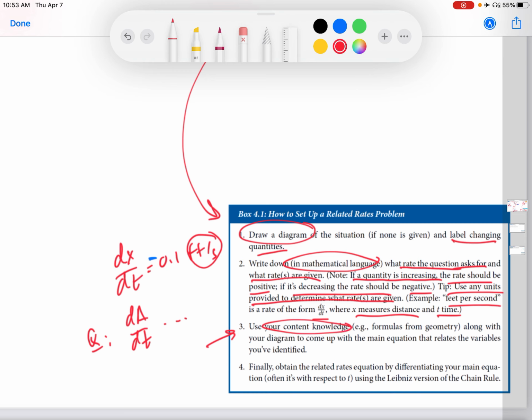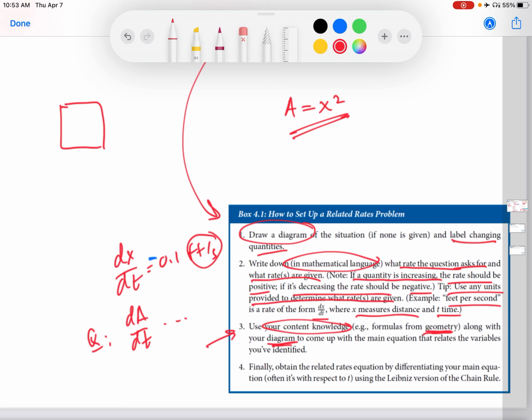So we had to know that the area of a square is the square of the side length, right? That was content knowledge from geometry, so that showed up in this problem. In other instances, you might need to use other content knowledge to relate the variables in the problem. We'll see that in subsequent videos. And then your diagram might help. We drew a square, so that certainly helps you think about the area of the square.